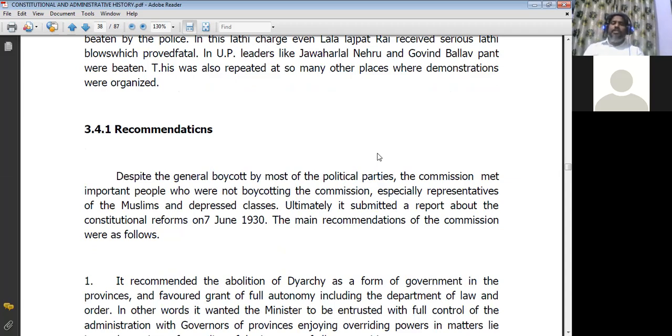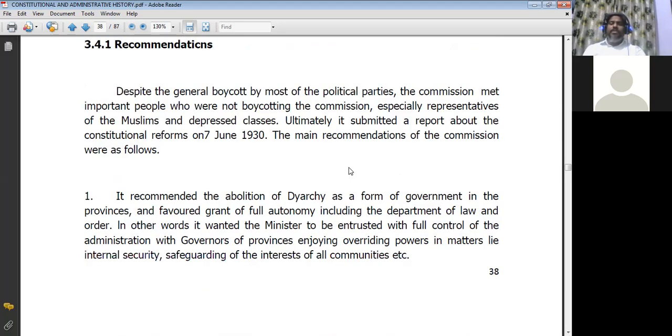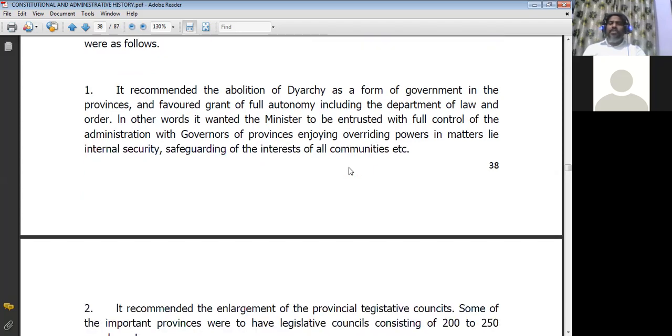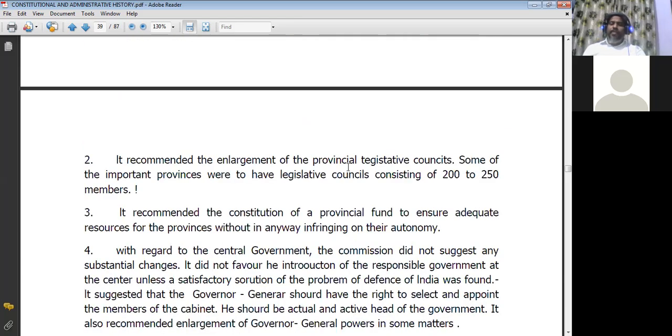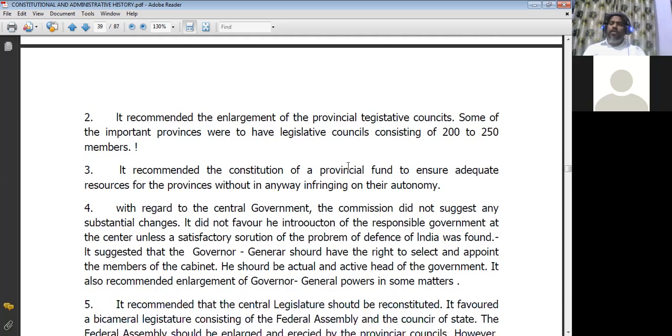The main recommendations of the commission: it recommended the abolition of diarchy as a form of government in the provinces and favored a grant of full autonomy, including the Department of Law and Order. It recommended the enlargement of provincial legislative councils. Some of the important provinces were to have legislative councils consisting of 200 to 250 members, and it recommended the constitution of a provincial fund to ensure adequate resources for the provinces without infringing on their autonomy.